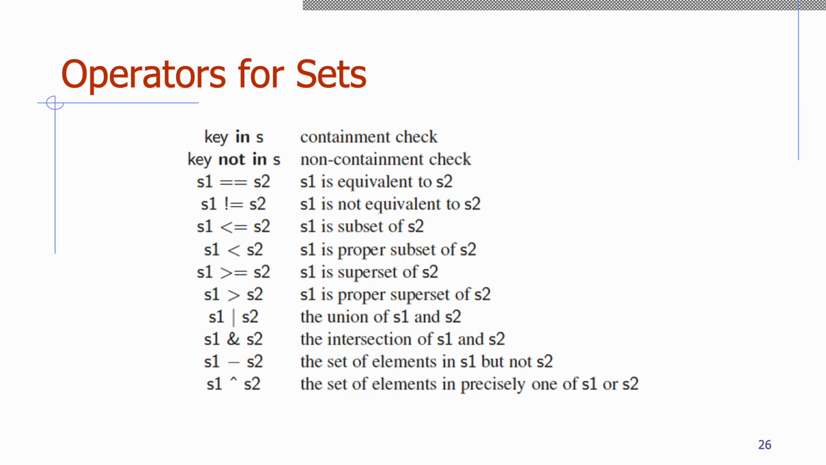This AND operator is actually the intersection of S1 and S2. This subtraction operator means the set of elements in S1 but not S2. And this is the set of elements in precisely one of S1 or S2.